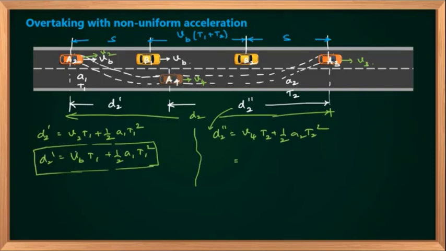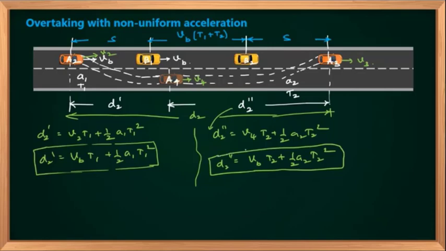Here v2 is equal to vb. v4 is equal to, so same, vb into t2 plus half a2 t2 square. Is that correct? Yeah, of course it is 100% wrong.